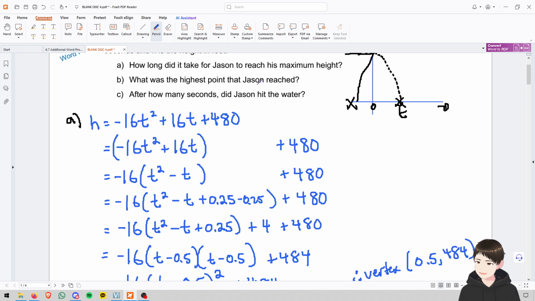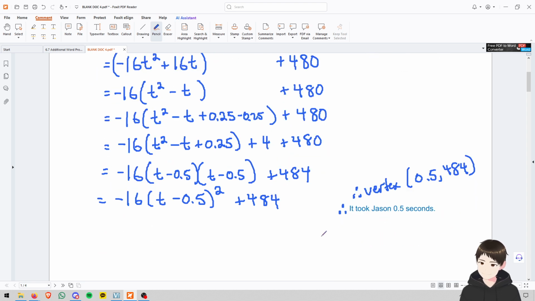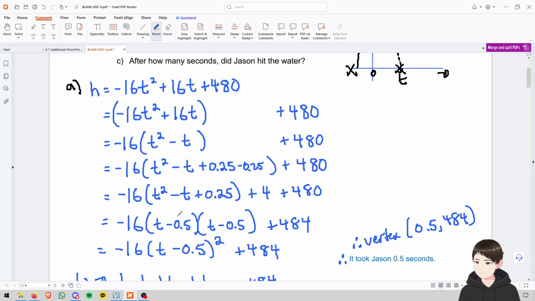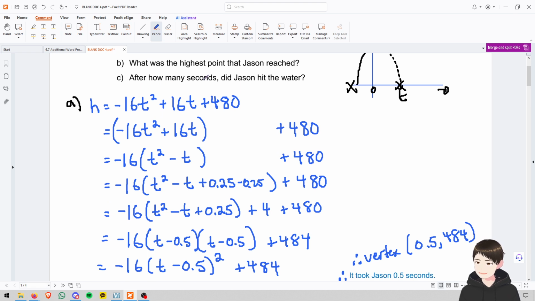What was the highest point that Jason reached? Oh, I already answered it, didn't I? Well, one good thing about the vertex form is that it already tells me the highest point. So part B, the highest height was 484 meters. Done.